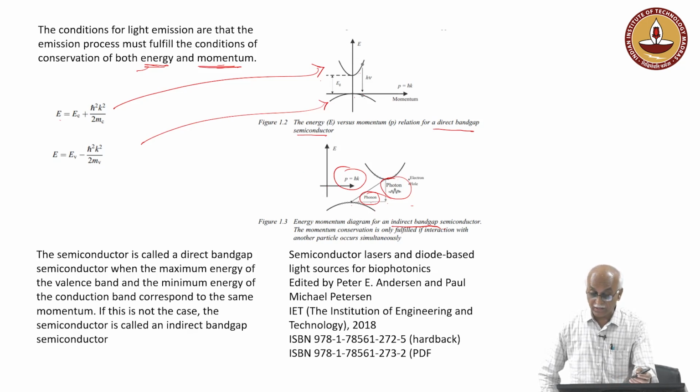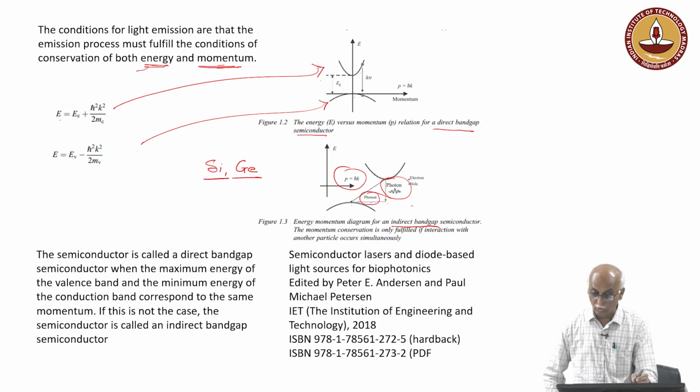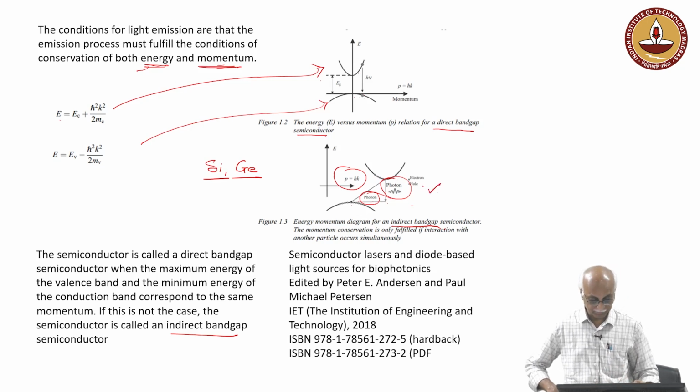and hence generally in the case of lasers, optical diodes, etc., we prefer direct band gap materials. Silicon and germanium are not direct band gap, they are indirect band gap materials. Although they are very good semiconductors from the electronics point of view, they are indirect band gap materials, and that is why from the optoelectronics point of view they are not very efficient in terms of optical photon generation.